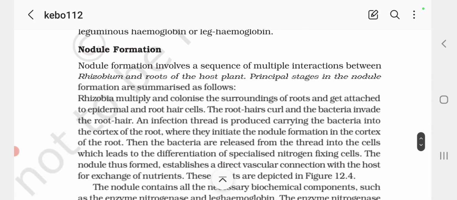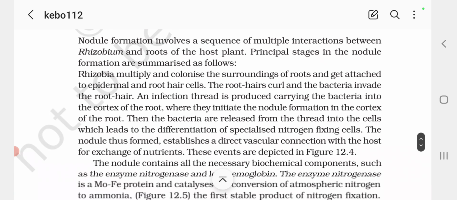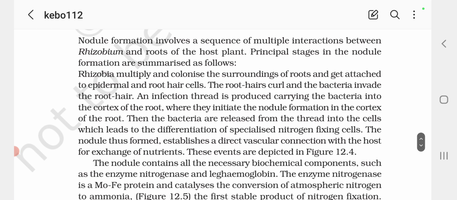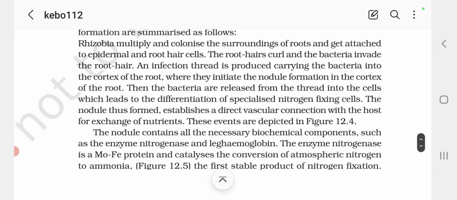Nodule formation. Nodule formation involves a sequence of multiple interactions between the Rhizobium and roots of the host plant. Principal stages in the nodule formation are summarized as follows. Rhizobia multiply and colonize the surroundings of roots and get attached to the epidermal and root hair cells. The root hairs curl and the bacteria invade the root hairs. An infection thread is produced carrying the bacteria into the cortex of the root, where they initiate the nodule formation in the cortex of the root.